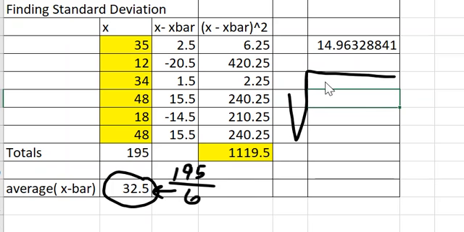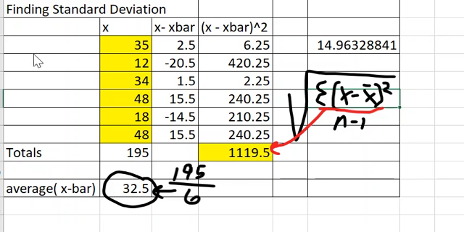The formula says that you take the sum of x minus x bar squared. That's what I have right here. That's this value here. And you divide that by n minus 1. So n is 6, n minus 1 is 5.